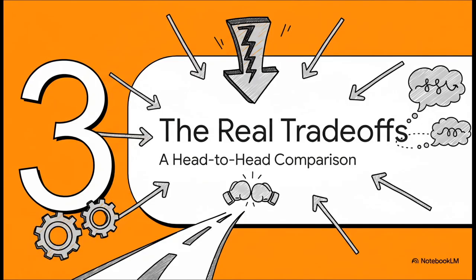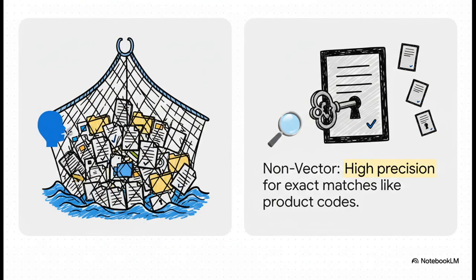All right, this is where it gets really interesting. Now we can get into the real trade-offs and compare these two approaches head-to-head on the stuff that actually matters when you're running a live system in production. The first big trade-off is all about precision versus recall. Think of vector systems like a giant fishing net. They're great for recall because they catch everything that's even remotely related to your query, but that can be messy.